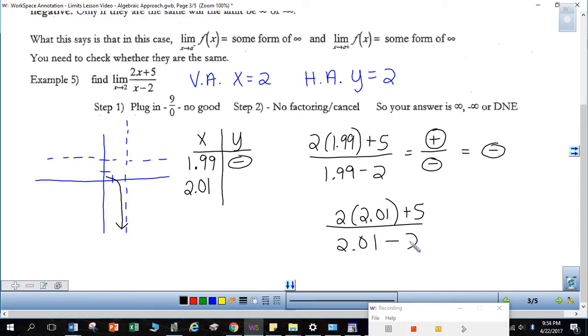It will still be positive on the top, it will also be positive on the bottom, so a positive divided by a positive is a positive. So this tells us that our curve will be going upwards as it approaches 2 from the right side. So visually we can see here the limit definitely does not exist because we're not approaching the same direction. And so that will be our final answer for this limit in example 5.